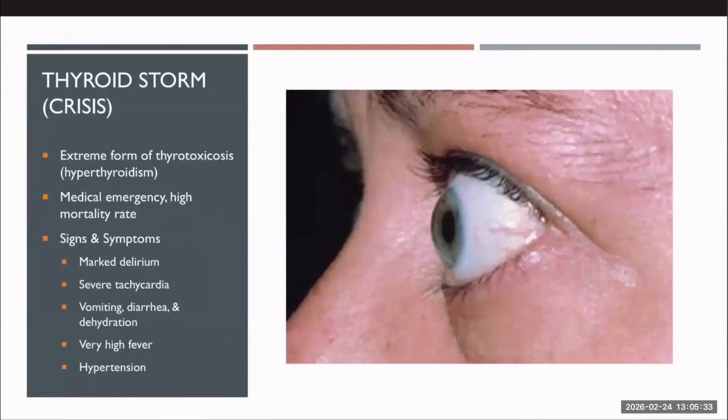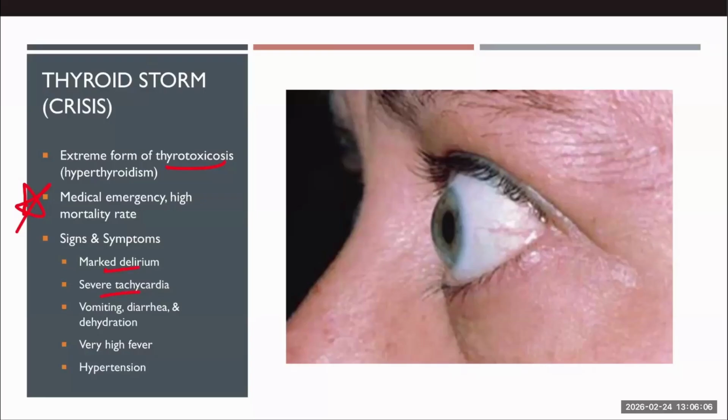So this is the bad part about having very, very high levels of thyroid hormone: thyroid storm or thyroid crisis. It's an extreme form of thyroid toxicosis. It's a medical emergency with a very high mortality rate. Basically, you're having a huge dump of thyroid hormone all at once into the body. And that big dump of thyroid hormone obviously causes your metabolism to go crazy. So signs and symptoms: marked delirium, severe tachycardia.